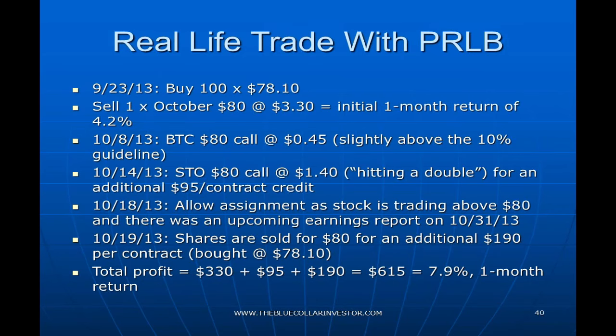Now, the price of the stock went down, as you'll see in a moment on the chart, and I was able to buy it back for 45 cents, which is above the 10% guideline. And then I was able to resell that same option for $1.40. So I hit a double. I sold the option, I bought it back, and I resold the same $80 strike price.